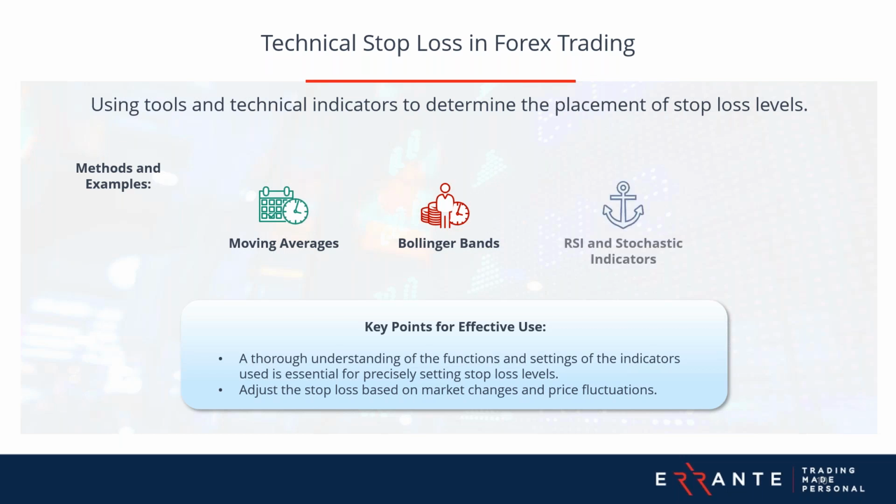And the next tool is RSI and also stochastic indicators. Both of these are momentum indicators. The relative strength index measures the speed and change of price movements, while the stochastic oscillator compares the closing price of a commodity to its price range over a given time span. For instance, if the RSI or stochastic indicators show overbought conditions, the stop loss might be tightened or moved to protect profits in anticipation of a potential price reversal.